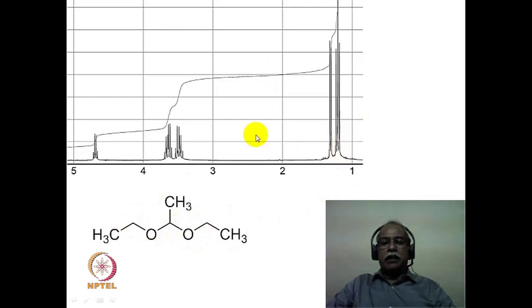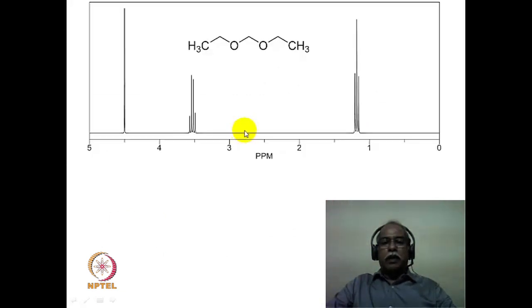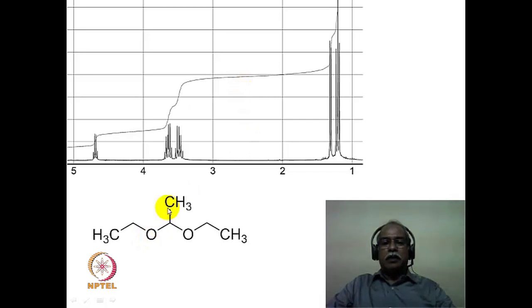You can see here this spectrum is a much more complicated spectrum compared to the earlier example of this particular compound, whose spectrum is a simple quartet, a triplet and a singlet. This introduction of a methyl group at this methylene position here has caused enormous changes in the NMR spectrum of this compound. Now what is the reason for this?